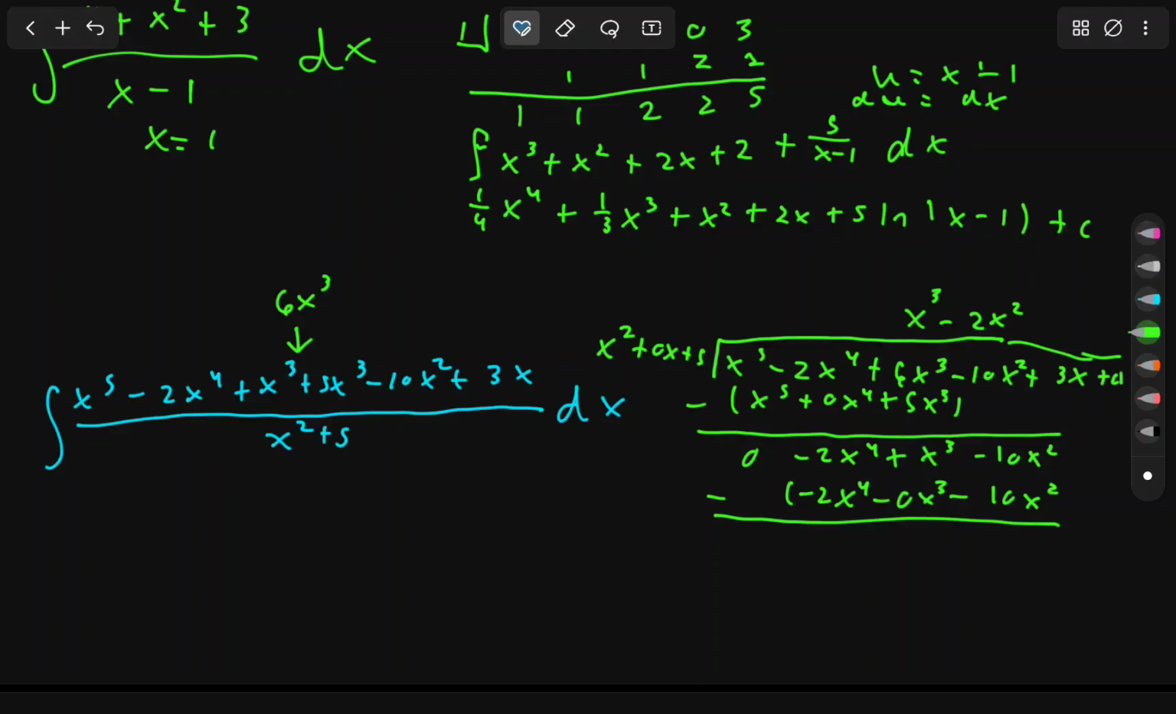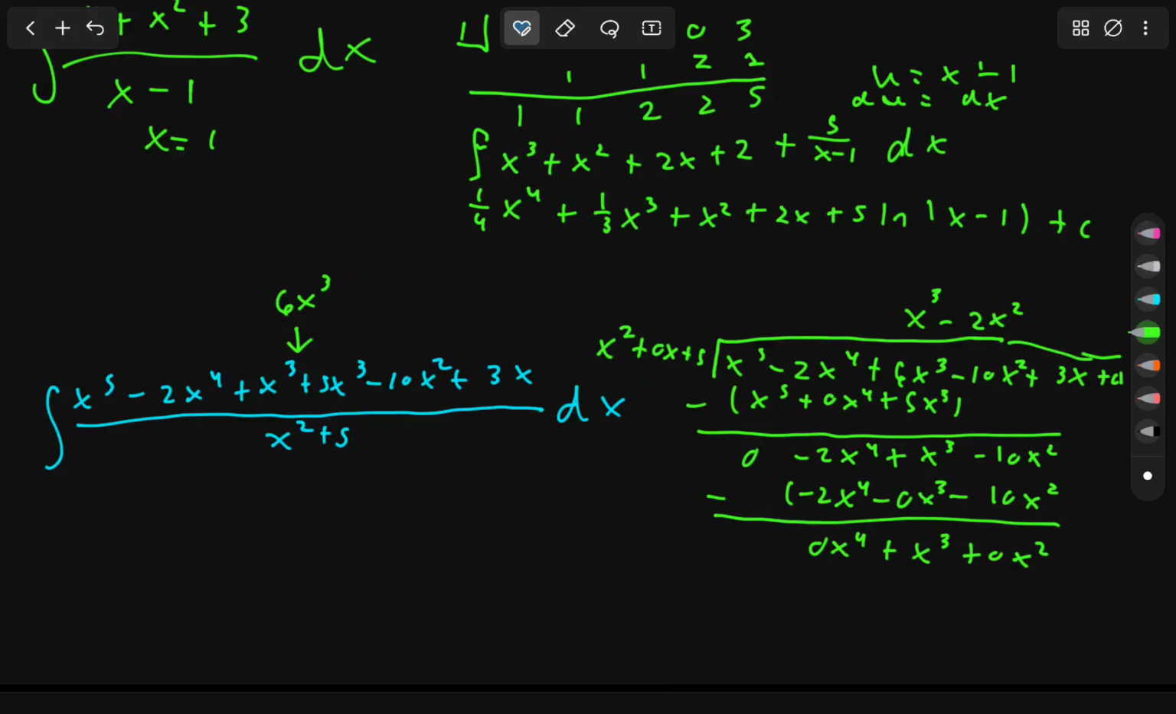And when you look at that, something else is also going to drop out entirely right now, but we don't get to worry about that just yet. So whenever we're subtracting, this is actually going to become the same thing as adding all of these terms because it's negative. So we get 0x to the fourth. We get x cubed minus 0x cubed, which is just still x cubed. And then we're going to get negative 10x squared plus 10x squared, which just comes out to be 0x squared.